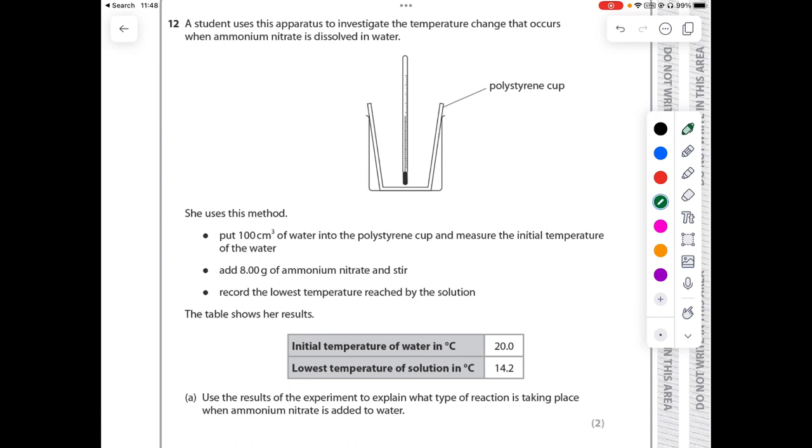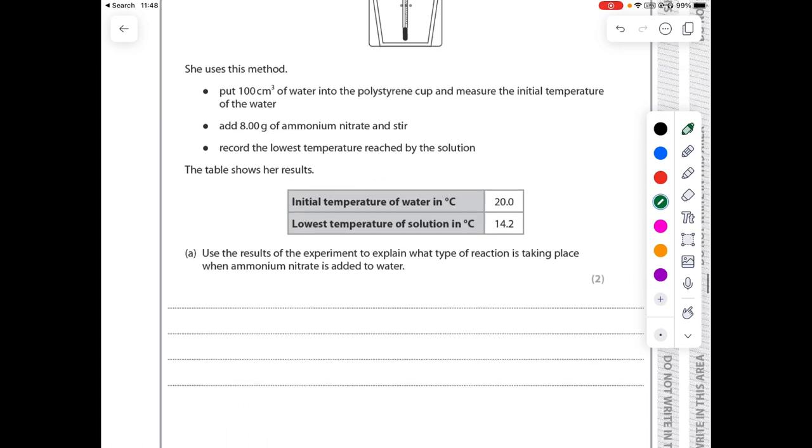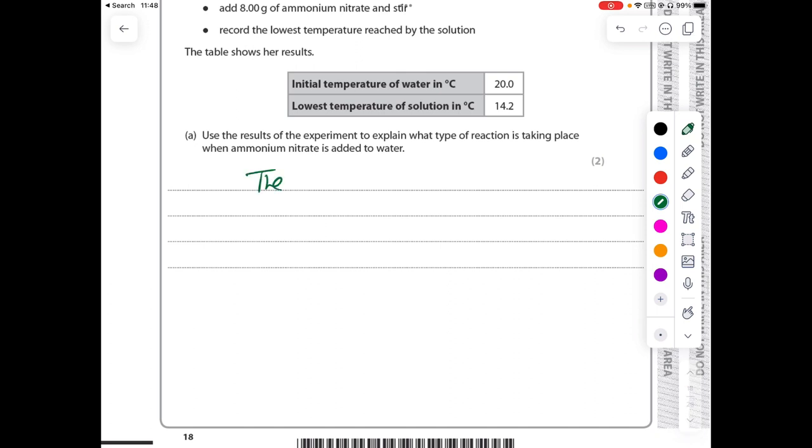Use these results to explain what type of reaction is taking place when ammonium nitrate is added to water. The reaction is endothermic. Why? It is taking heat away from the surroundings because the temperature has dropped. If the temperature had increased, it would be exothermic. So endothermic because the temperature drops.